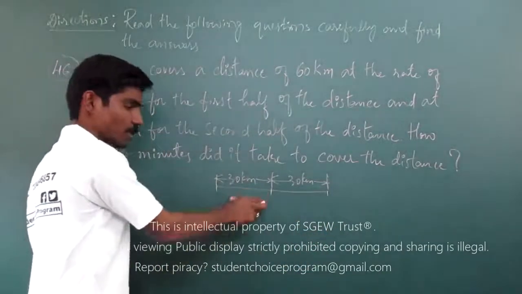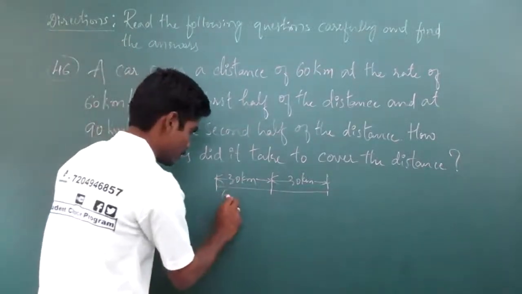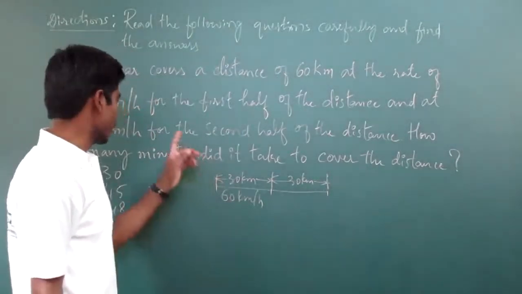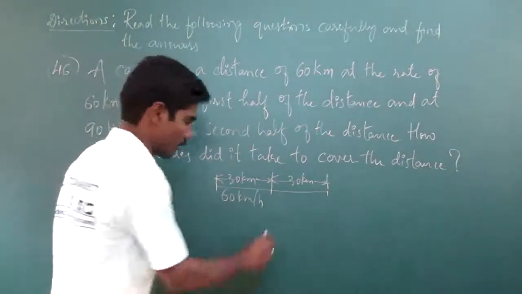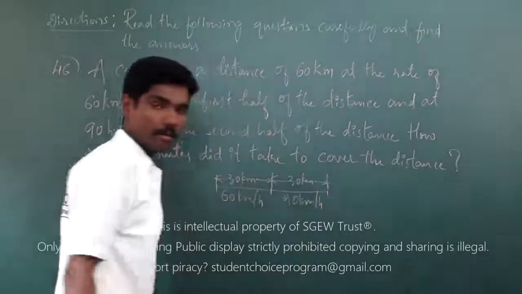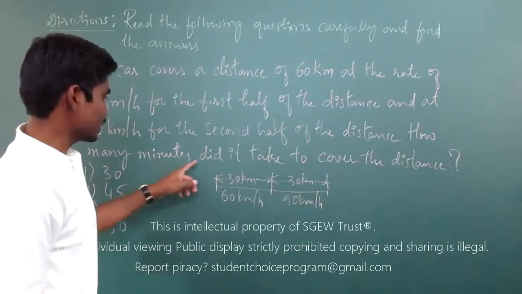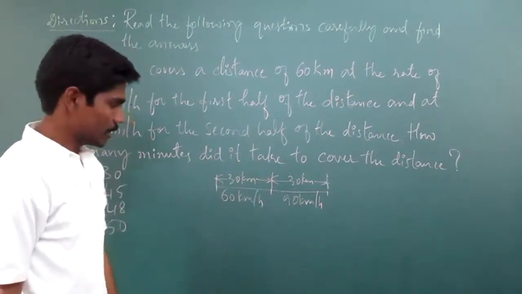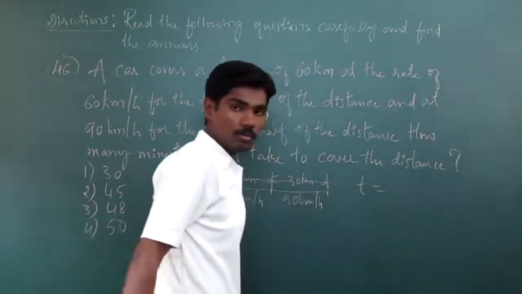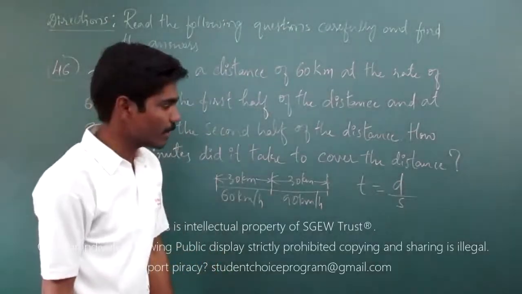Okay. For the first half, what is the speed? It is covering at a speed of 60 km per hour. And in the second half, it is covering at 90 km per hour. Now, what you need to calculate? You need to calculate how many minutes did it take to cover the distance. See, the simple formula we have is time t equal to distance divided by speed.